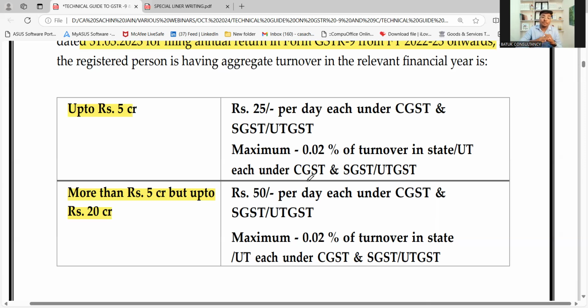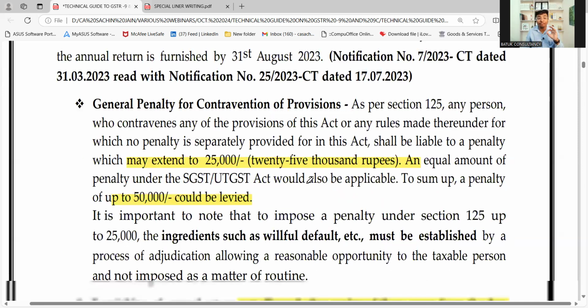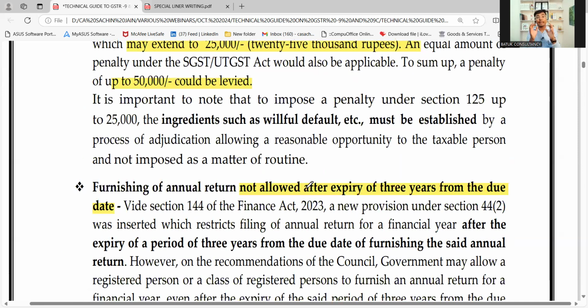And if the turnover is more than 5 crore rupees, in such a scenario, the late fees will be 50 rupees under each head of CGST and SGST, and a maximum of 0.02% of the turnover. That is the liability which is prescribed through a notification. So this is the penalty for non-filing of the GSTR 9 return.